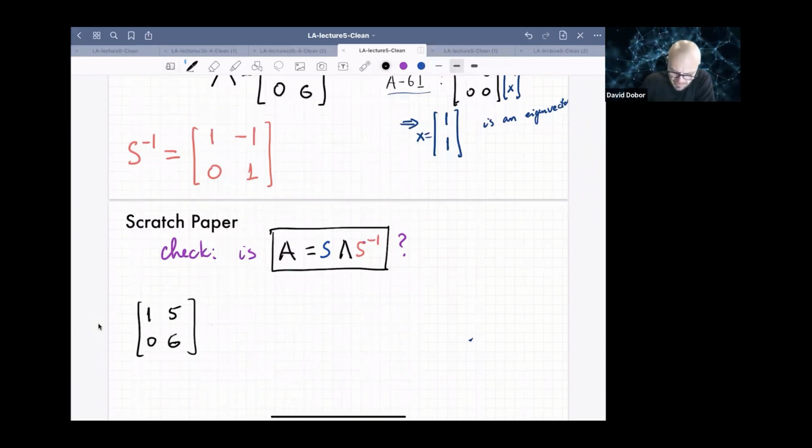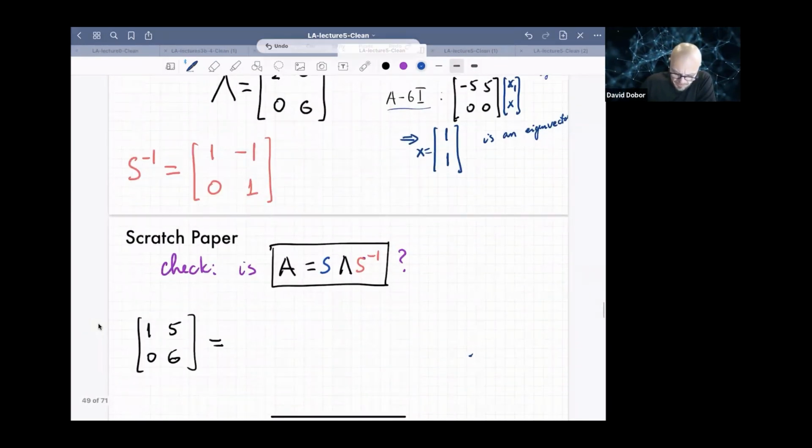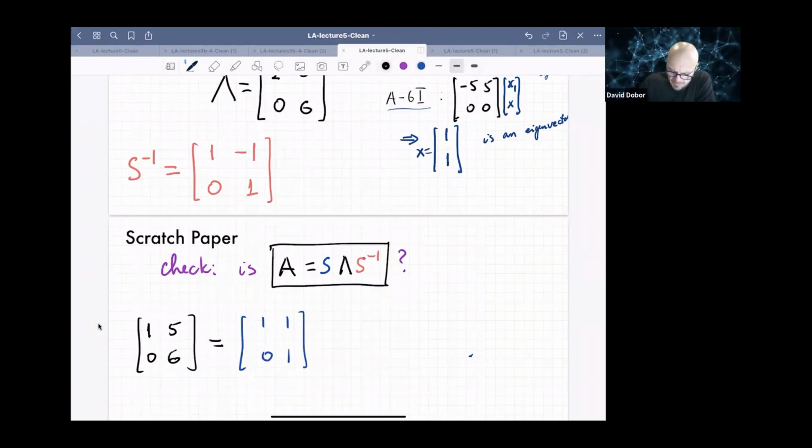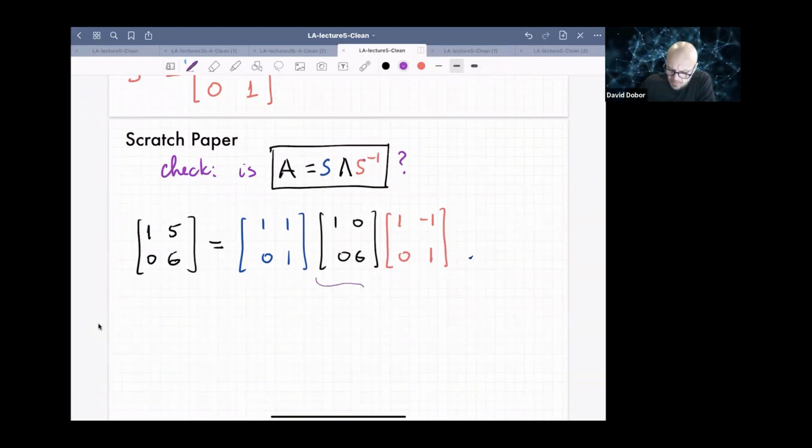So let's check. What's my S? My blue S is 1, 1, 0, 1. My lambda is 1, 6 on the diagonal and zeros elsewhere. And my S inverse is 1, -1, 0, 1. So let's check. What's the product of these two matrices?